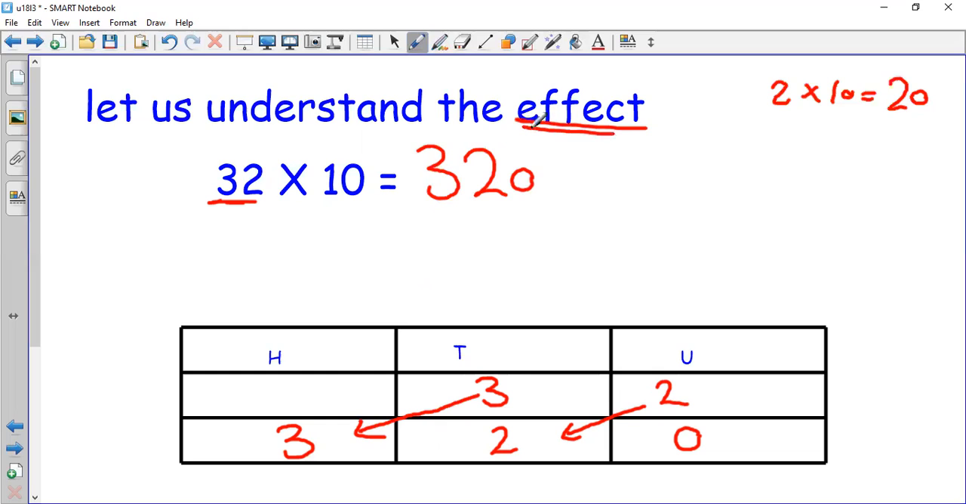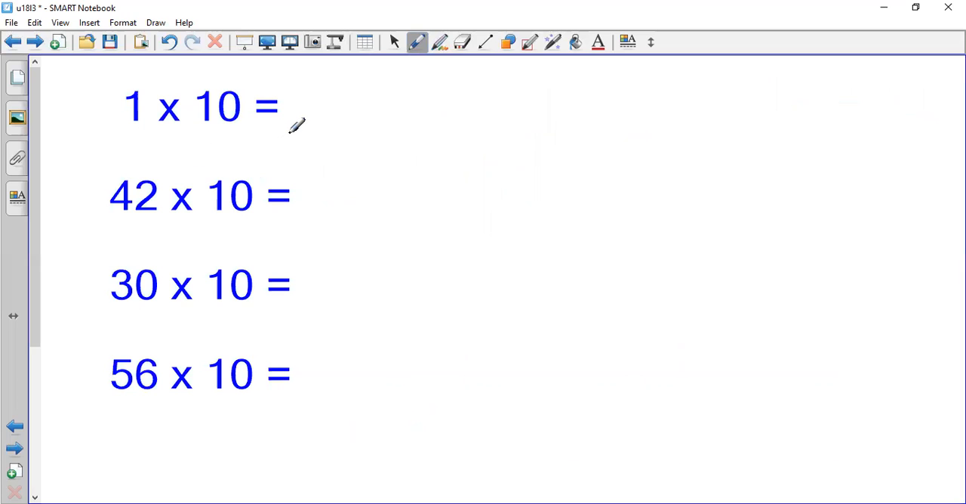So the effect that happened when I multiplied by 10 is that each digit will be 10 times greater. This means each digit will move one place to the left, and I fill the empty place with 0. In abbreviation, I can say that when I multiply by 10, I put a 0 after the number. Let's apply. 1 multiplied by 10 is equal to, I have here 1, and I add 0 because I multiply by 10. I can apply this strategy to all these numbers.